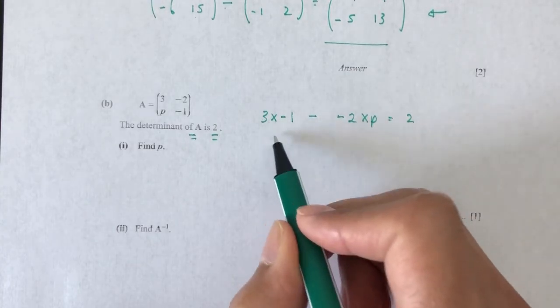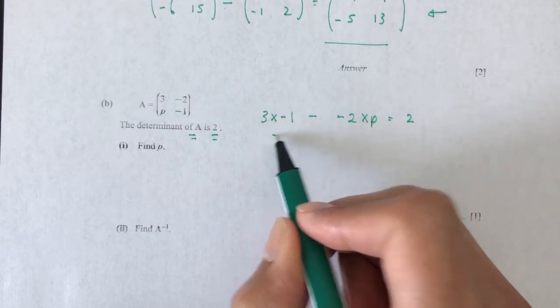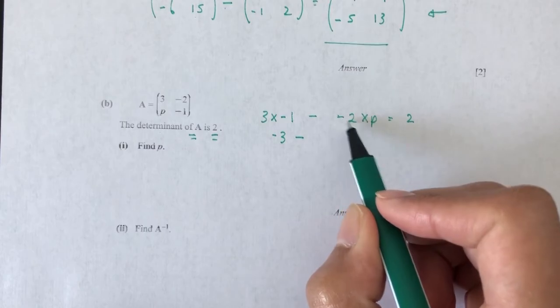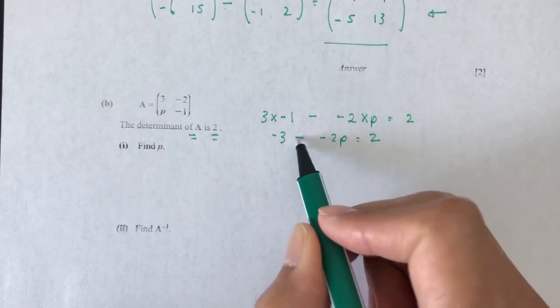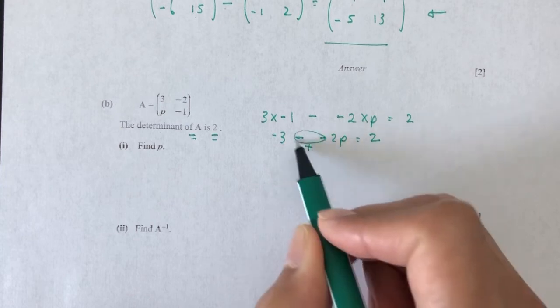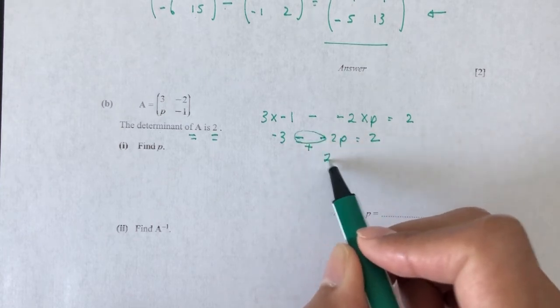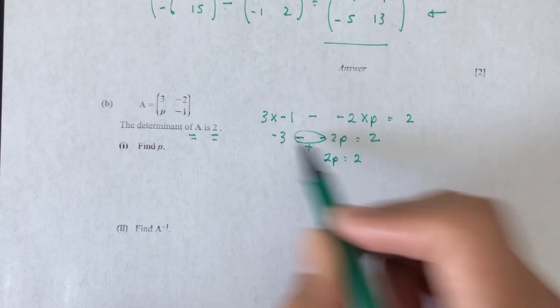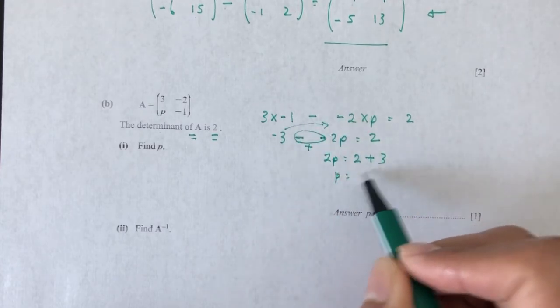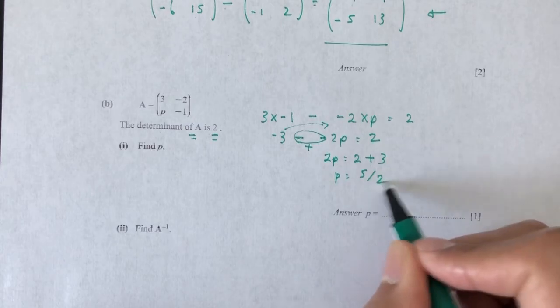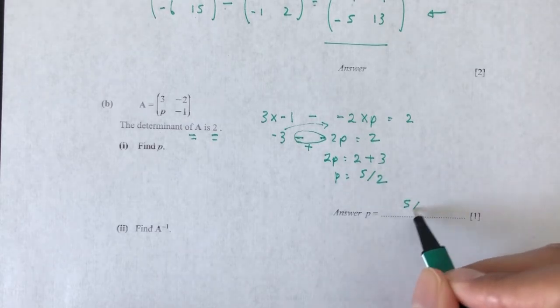Simplify. So 3 times minus 1 is minus 3, minus 2p becomes 2. Minus becomes plus. So 2p equal to 2 plus 3. We send this over to this side. So p equal to 5 divided by 2. So p is 5 divided by 2.